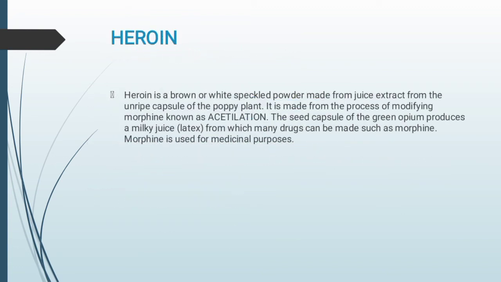We go to heroin. Heroin is a brown or white speckled powder made from juice extract from the unripe capsule of the poppy plant. It is made from the process of modifying morphine. There is a process they use when modifying morphine, called acetylation. During that process, heroin is produced.